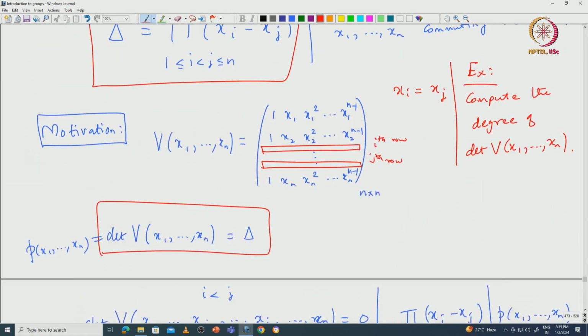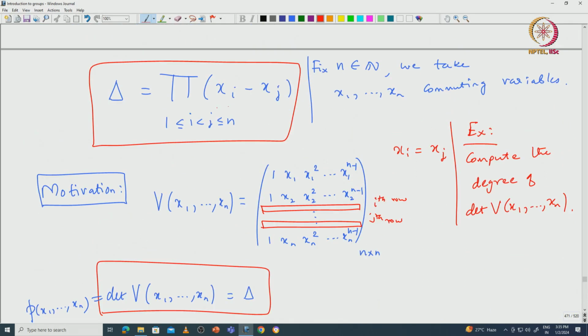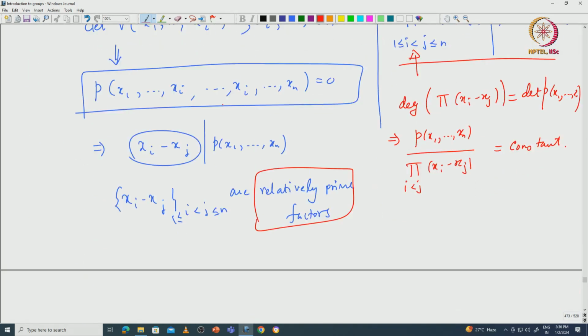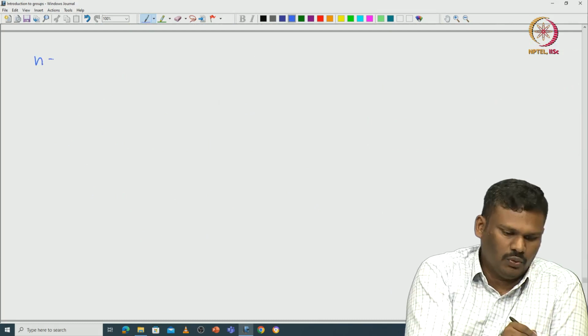So this tells you that this Vandermonde matrix has this determinant, which is delta. That means, for example, all the properties that you see for the sign map are reflected in this delta. That is why you can simply take this delta, work with it, and then define the sign map. Now let us see how one can define the sign map using this delta, but before that let me just give you one example.